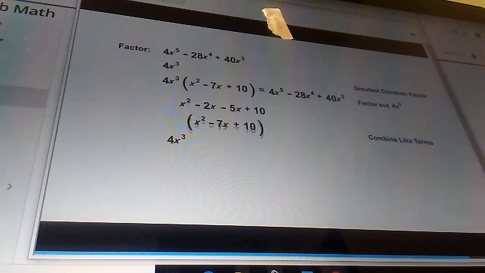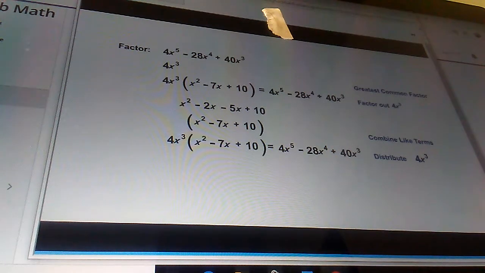Next, we distribute the greatest common factor of 4 times x cubed, which gives us 4 times x to the fifth power, minus 28 times x to the fourth power, plus 40 times x cubed. We see our check is complete since we obtained the original polynomial.